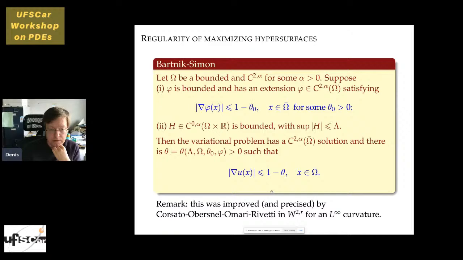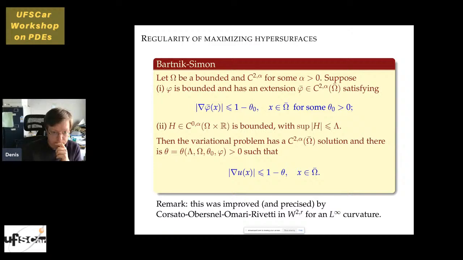So what you have to have in mind is that this is a kind of C2,alpha regularity result. If you have good boundary data, you have a good solution. Of course, this condition on the gradient is kind of special to the kind of problem we have.